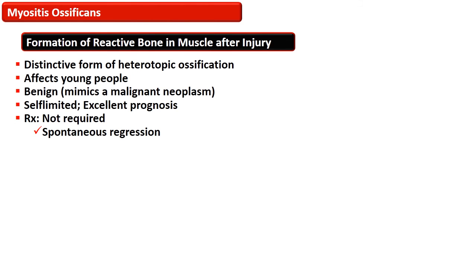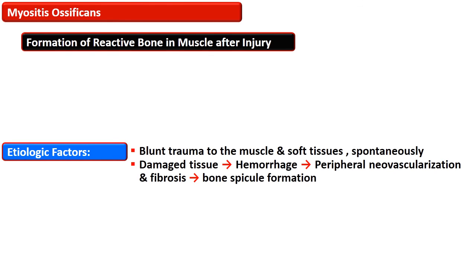A distinctive form of heterotopic ossification is Myositis Ossificans, which is formation of reactive bone in the muscle after injury. It usually affects younger individuals, remains benign and self-limited, and has excellent prognosis. No treatment is required for this disease. Myositis ossificans can be the result of blunt trauma to the muscle and soft tissue, and it can develop spontaneously in the soft tissue or muscle.